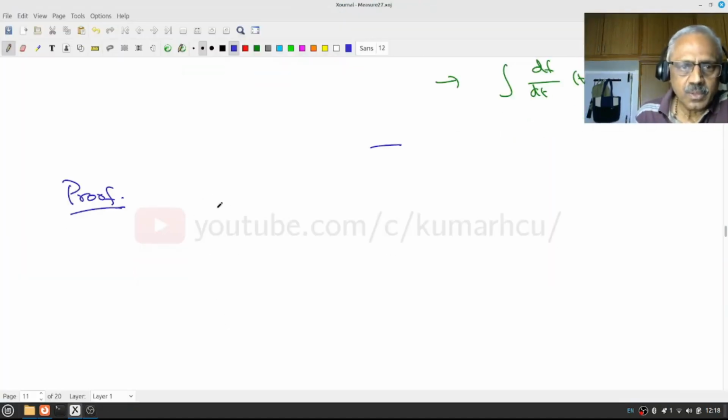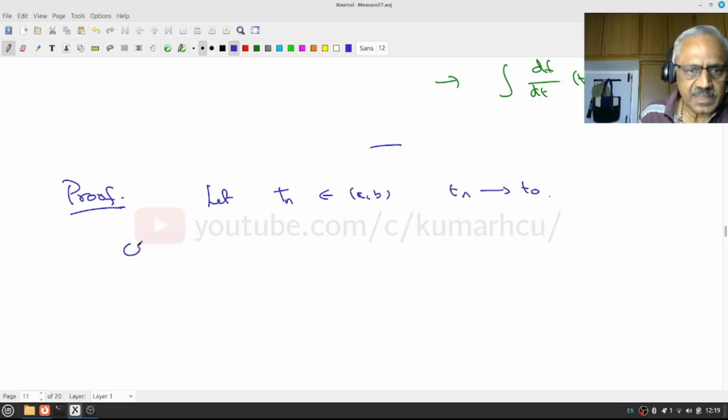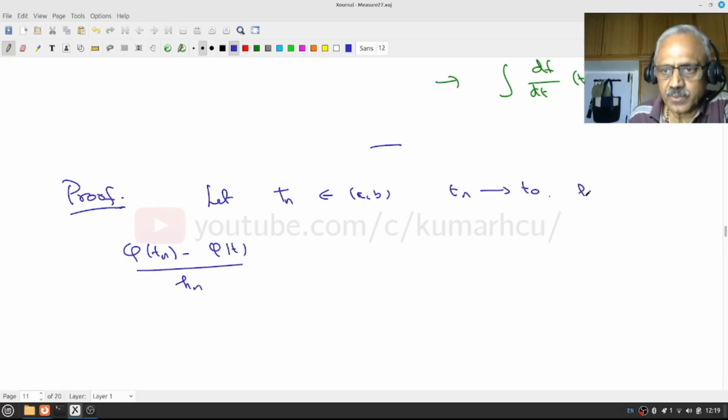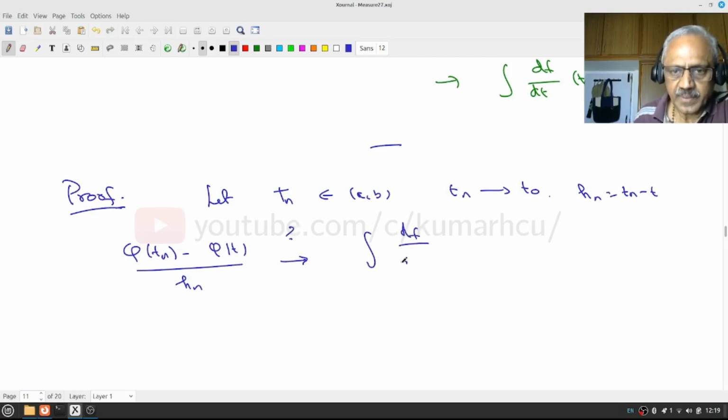So let Tn be a sequence in [a,b] such that Tn converges to T0. Right? Then let us consider phi of Tn minus phi of T. For every sequence, I am going to show this. Let Hn be equal to Tn minus T. Okay, this converges to. We want to show this is df by dt at (t, x) d mu x.